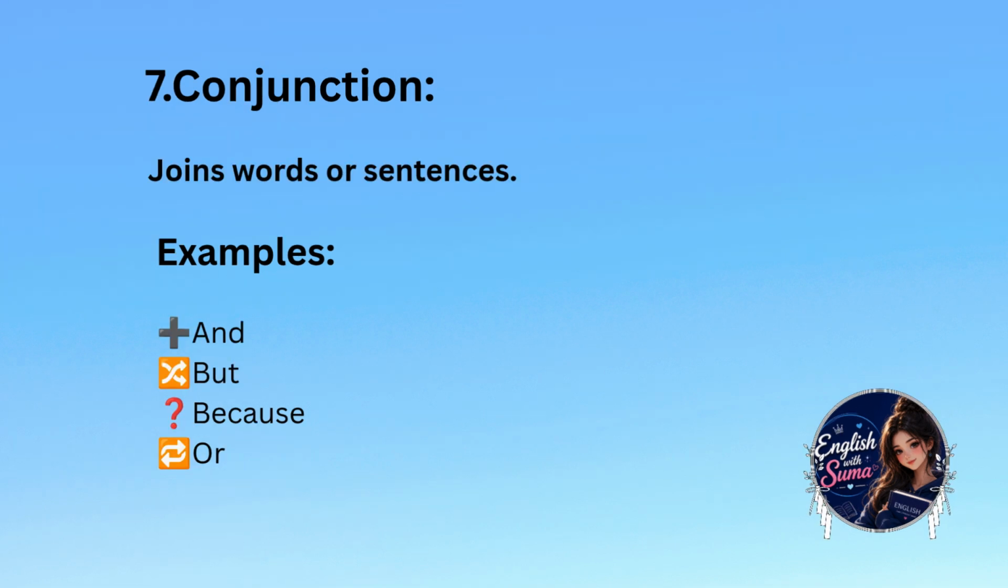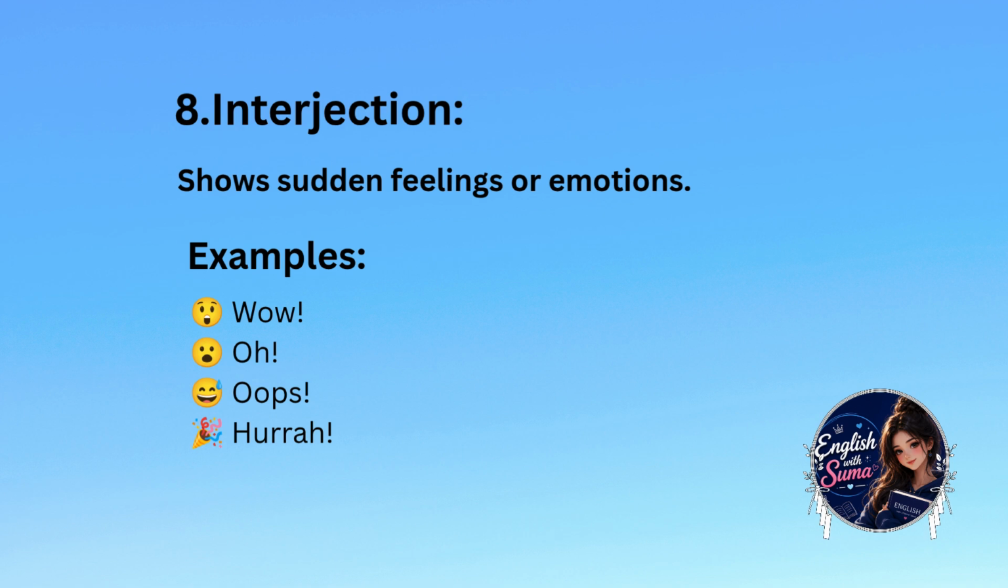A conjunction joins words, phrases, or sentences. For example, "I like tea and coffee." The word and joins the 2 nouns. An interjection expresses sudden emotions. Words like wow, oops, oh, and hurrah are interjections.